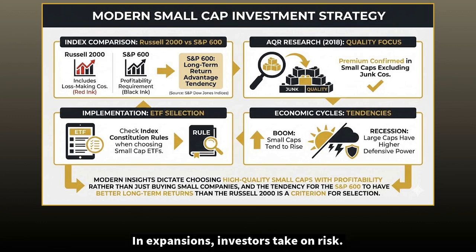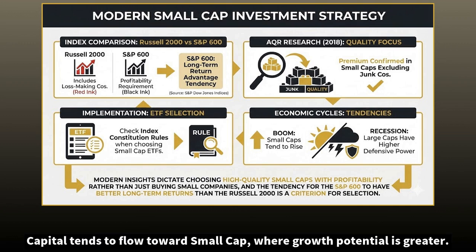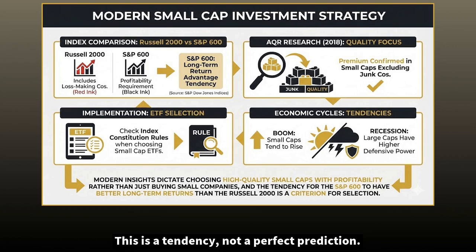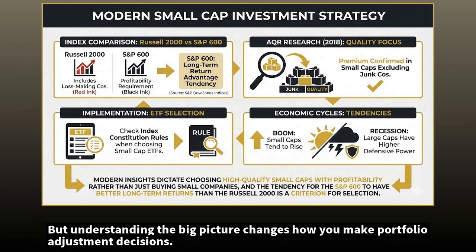In expansions, investors take on risk. Capital tends to flow towards small-cap, where growth potential is greater. In downturns, large-cap stocks with stable cash flows tend to show stronger defensive characteristics. This is a tendency, not a perfect prediction. But understanding the big picture changes how you make portfolio adjustment decisions.